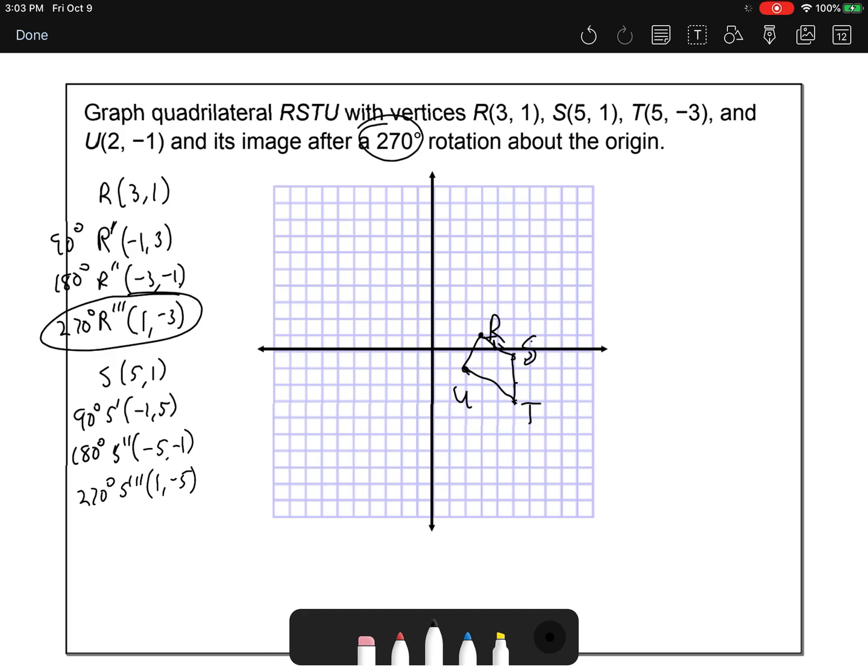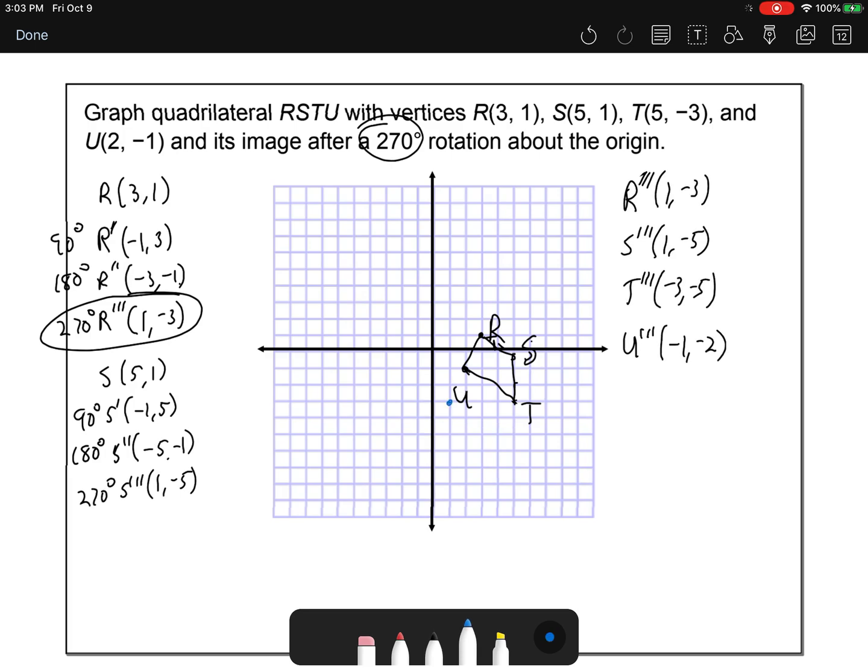Do you see a pattern between these two? I do too. So R triple prime is 1, negative 3. S triple prime is 1, negative 5. I bet you can figure out T. Let's see. We flip them and negate the second one, right? Looking at the pattern, 3, 1 is 1, negative 3. 1, negative 5, negative 3, negative 5. And then U triple prime would be negative 1, negative 2.